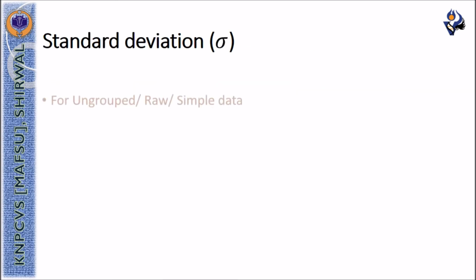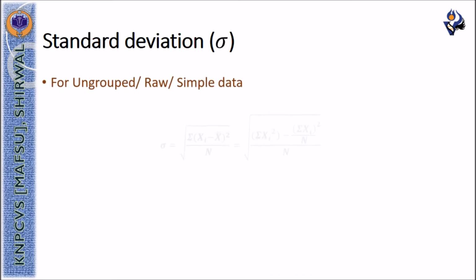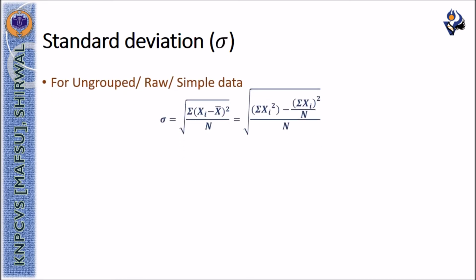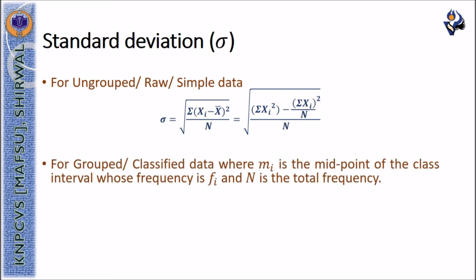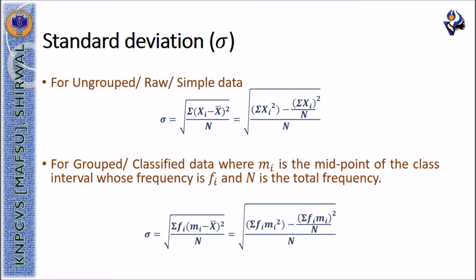The standard deviation of ungrouped or simple data is calculated with the formula under root summation (xi minus x bar) square divided by capital N, and that of the grouped or classified data is computed with the formula under root summation fi into (mi minus x bar) square divided by capital N.